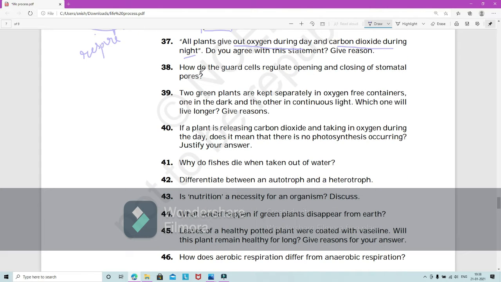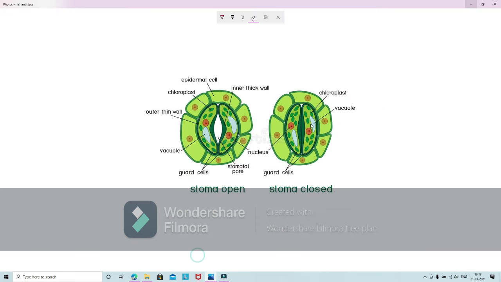Next question. How do guard cells regulate opening and closing of the stomatal pores? So I have a picture for that. Let's look into that one. So this is a picture that we are having. So the opening and the closing of the stomatal pore. Isn't it a nice picture? Right. So here you have your guard cells. So this and this are the guard cells. You'll have the subsidiary cells as well.